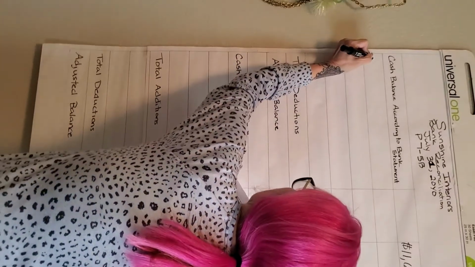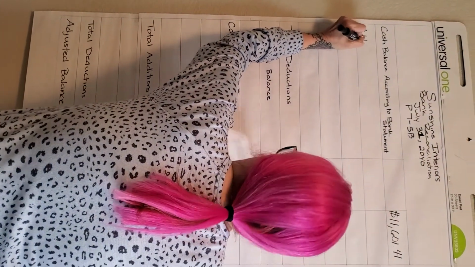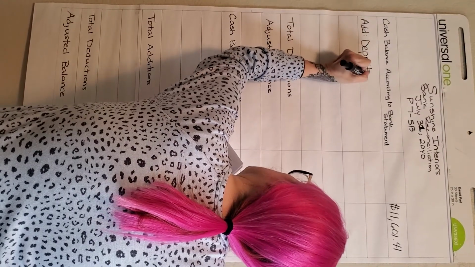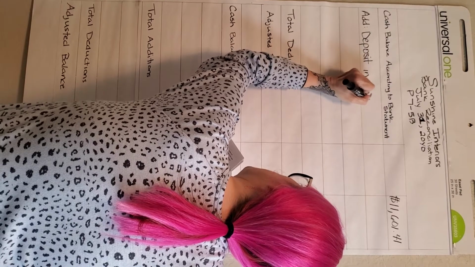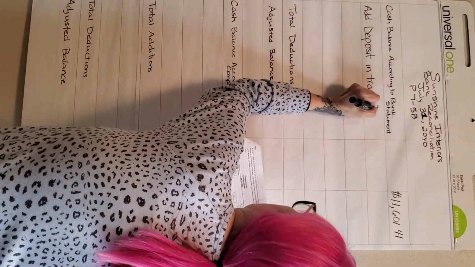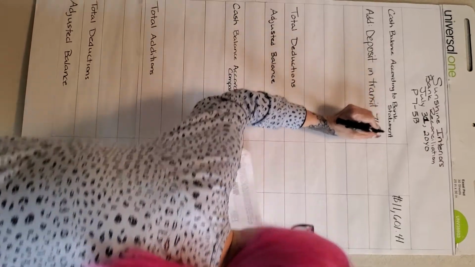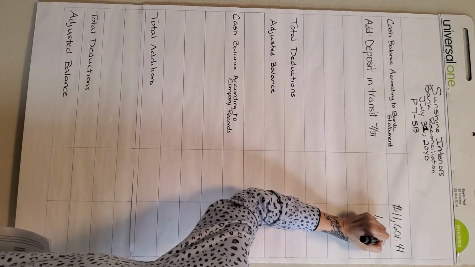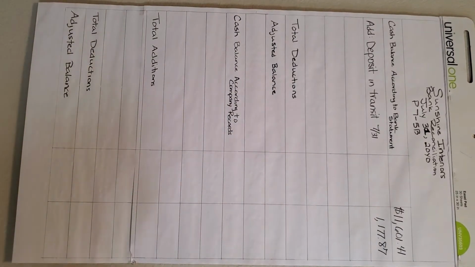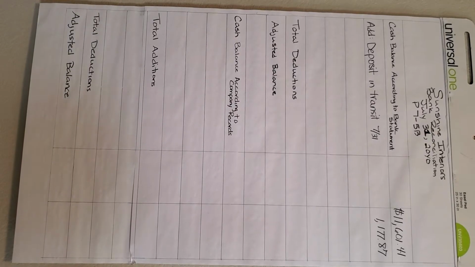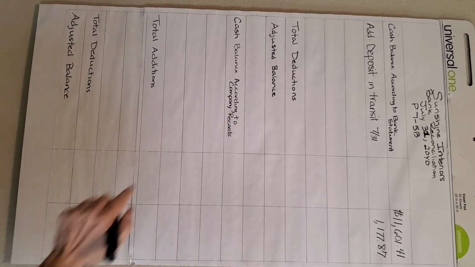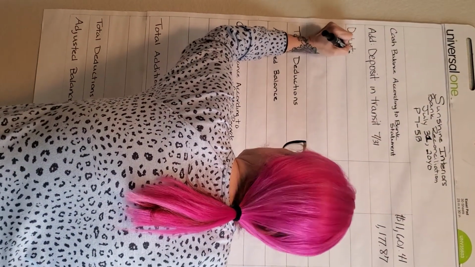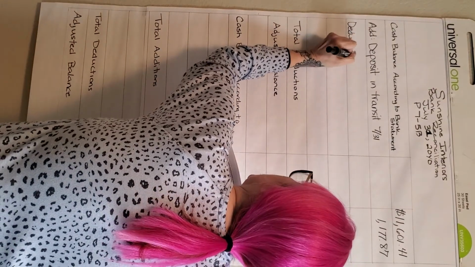So on the first line here, I'm going to add the deposit in transit from July 31st of $1,177.87. So that's my total additions. And then I'm going to have 3 deductions. So I'm going to list those all on the inside. So I'm going to have deduct. I've got outstanding check.